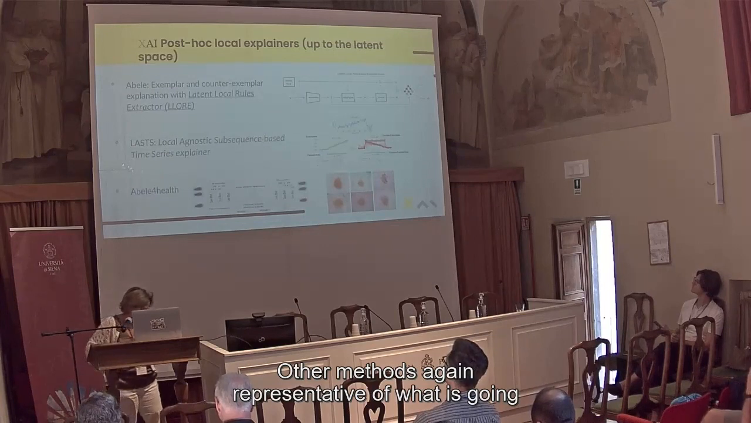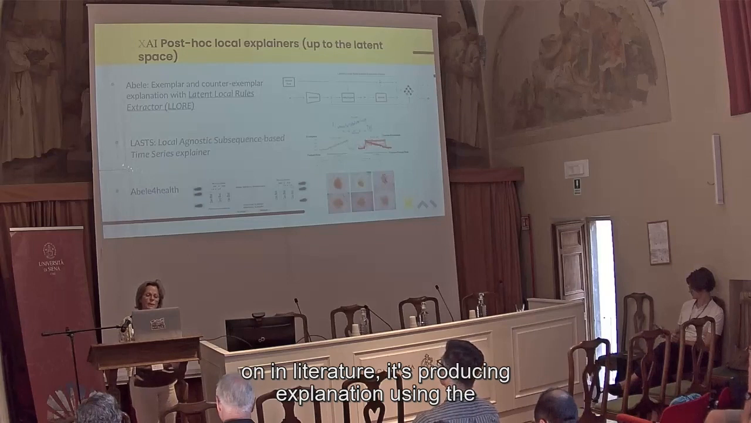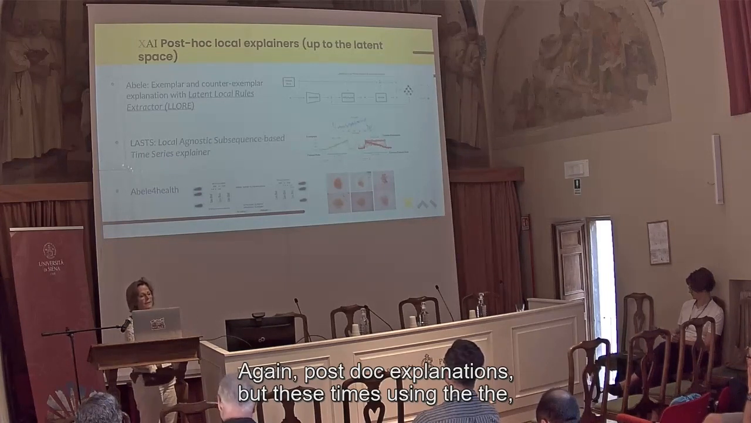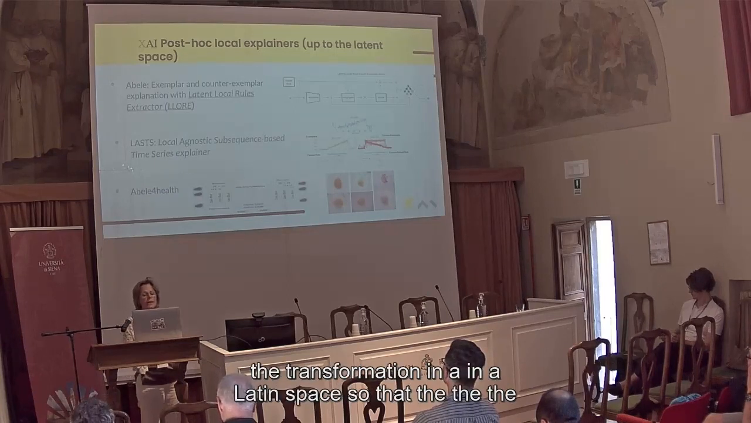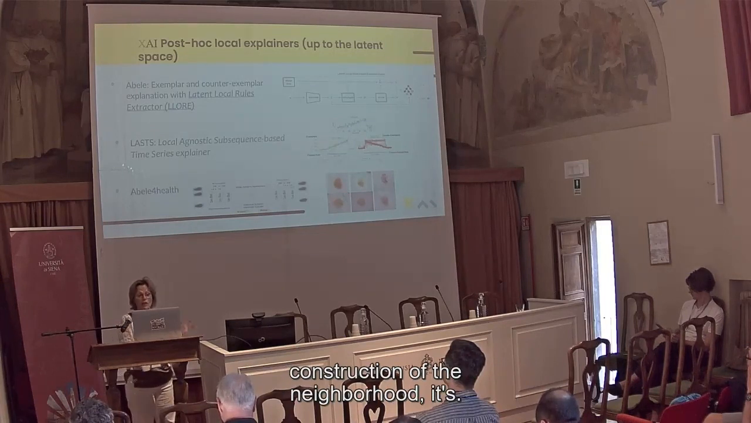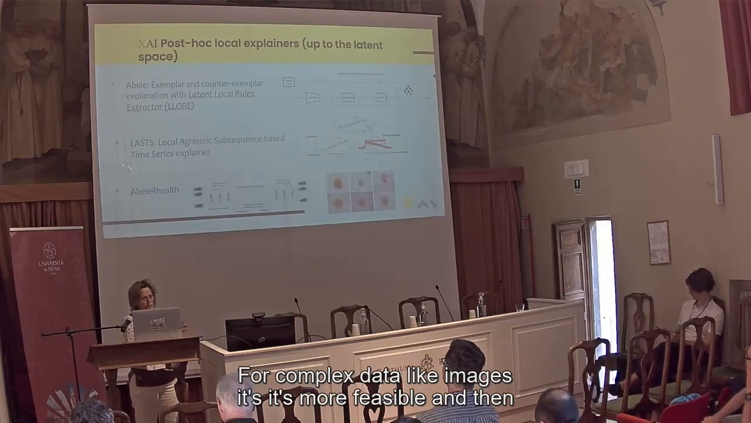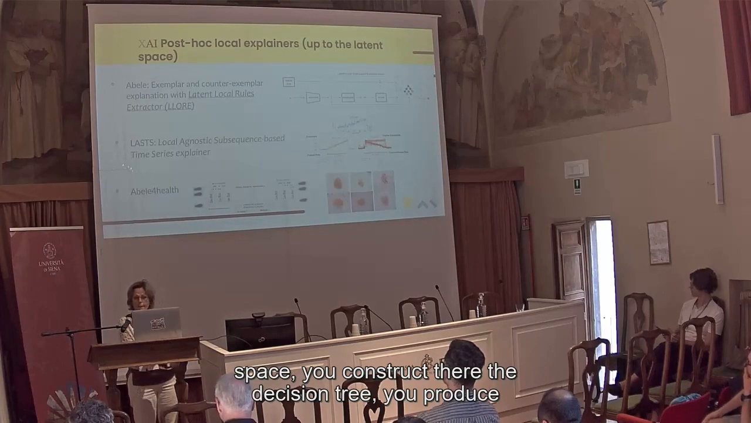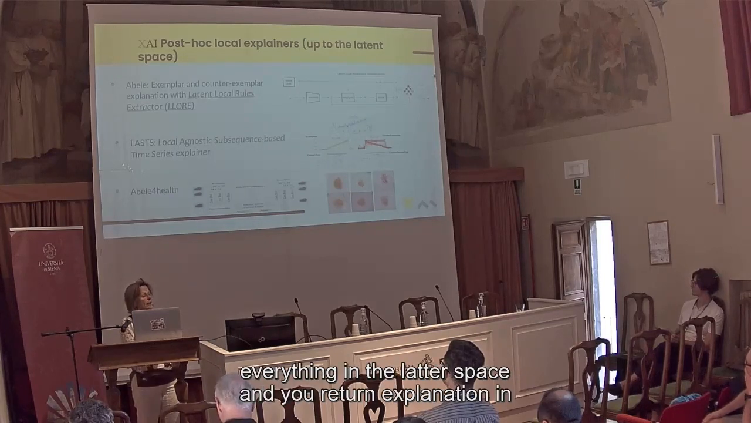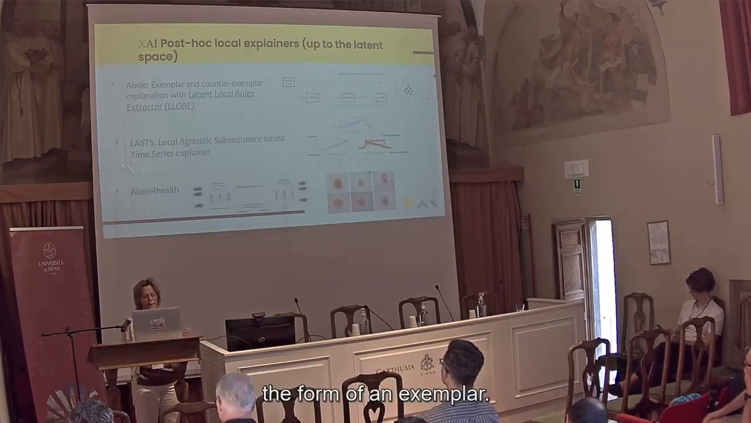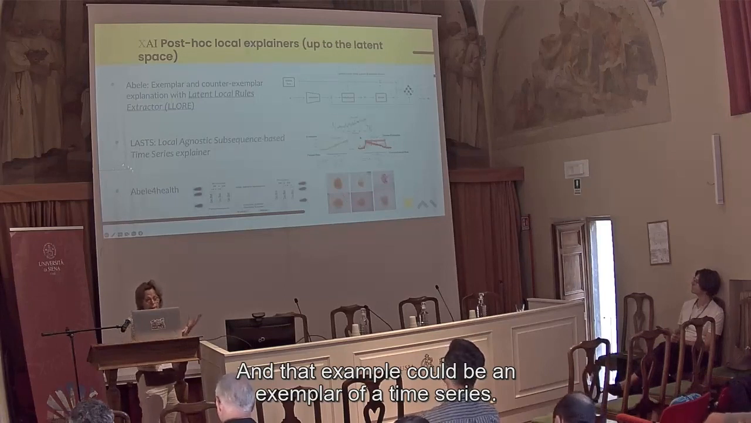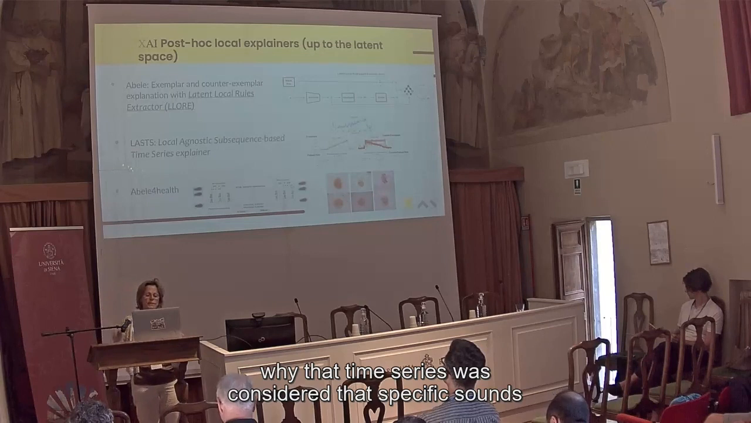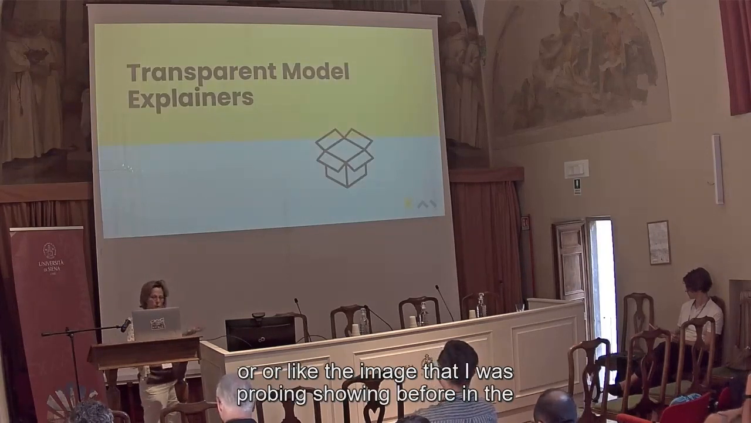Other methods, again representative of what is going on in the literature, produce explanations using essentially the latent space. Again, post-hoc explanations, but this time using a transformation into a latent space, so that the construction of the neighborhood is more feasible for complex data like images. Then when you return to the original space, you construct the decision tree. You produce everything in the latent space, and you return the explanation in the form of an exemplar, and an exemplar can be an exemplar of a time series. So you have positive and negative exemplars that explain why that time series was considered that specific sound. Or like the image that I was showing before.